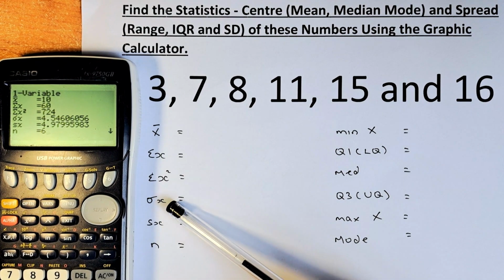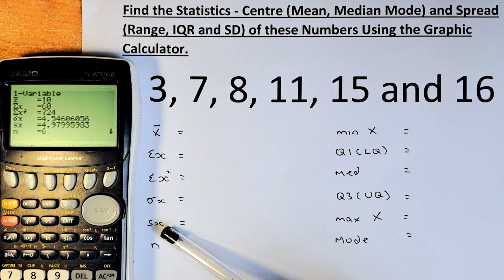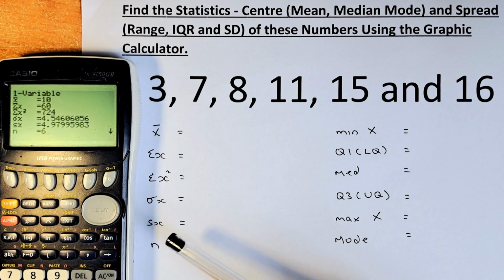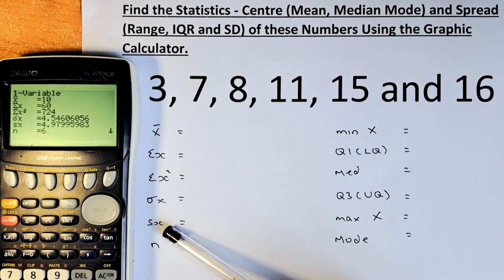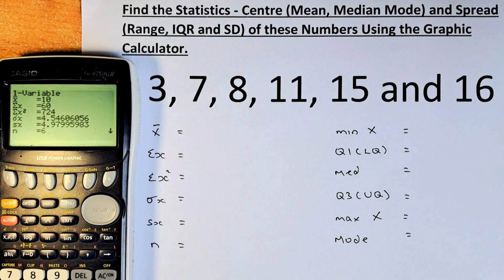Then there are two numbers, sigma X and Sx. Sigma represents the standard deviation for the population, while S represents the standard deviation for the sample. In most cases, we will use Sx because we are calculating for the sample rather than the population. So that number will represent the sample standard deviation. N is the total number of numbers, so there are 6 numbers, so N should be 6.